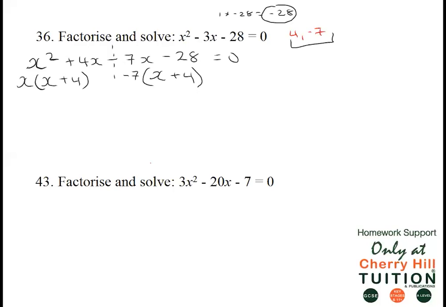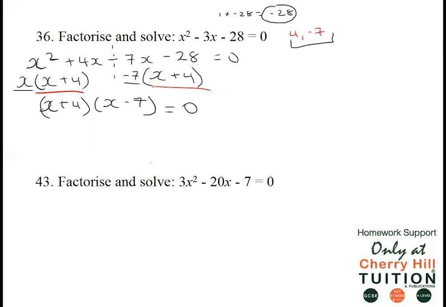So again, as you can see, our brackets are the same, so we are working in the right direction. So our first bracket is x plus 4, and our second bracket is what's outside, which is x minus 7, and this is all equal to 0. Okay? So this question also asks us to solve for x.